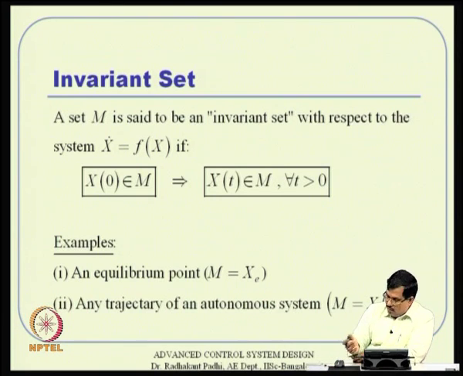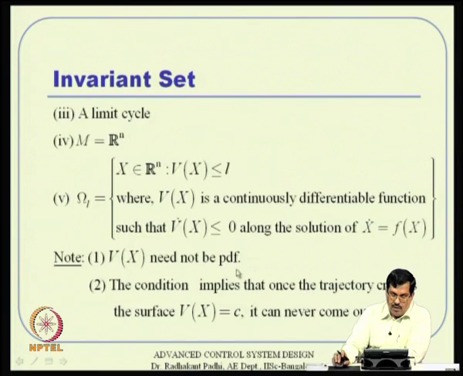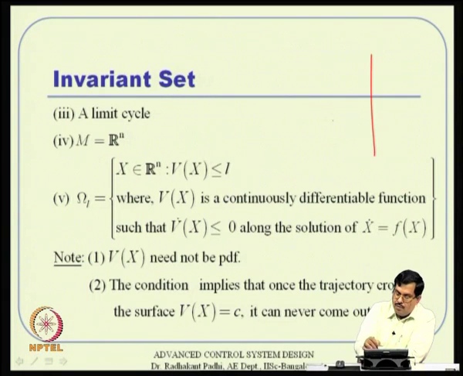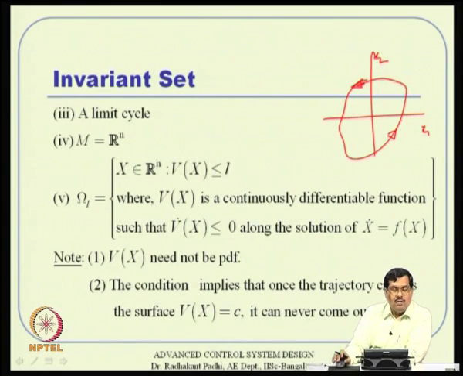My solution trajectory is also an invariant set. If I start with any point on the trajectory, I will go on the trajectory only. So, if I take all the points in the trajectory and define a set, then obviously that set is invariant. I start with any point on the trajectory and I will keep on staying on the trajectory. Then obviously, a limit cycle is also an invariant set. A limit cycle is a closed curve in the state space. So, if I start at any point on the limit cycle, I will keep on moving on the limit cycle.